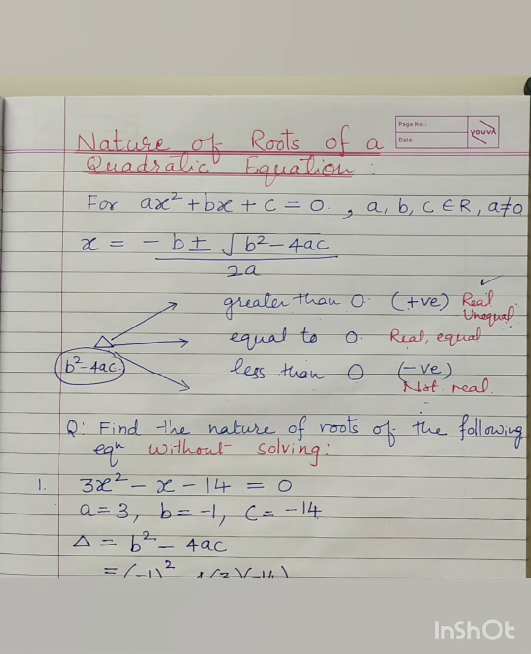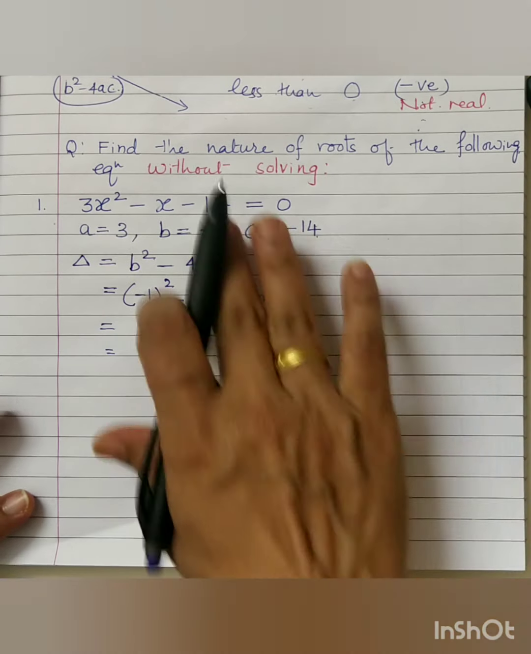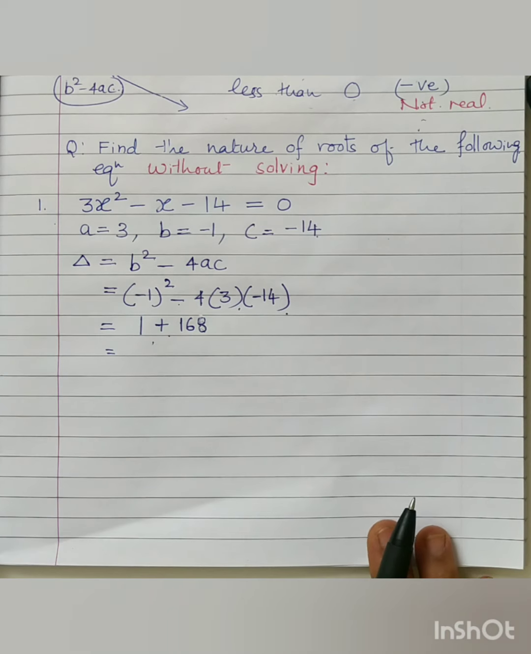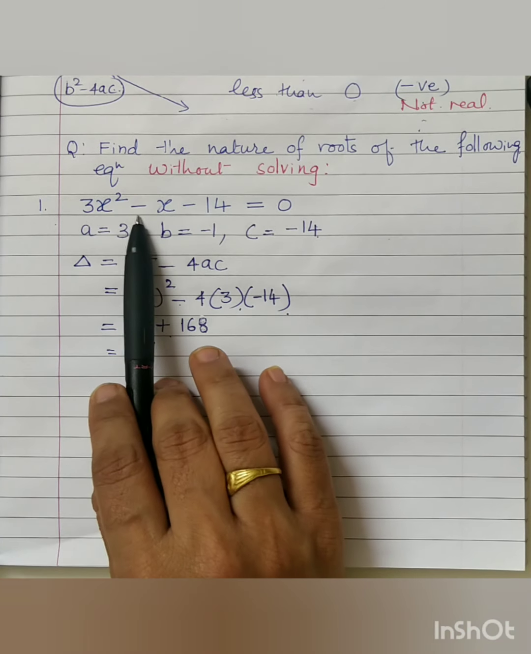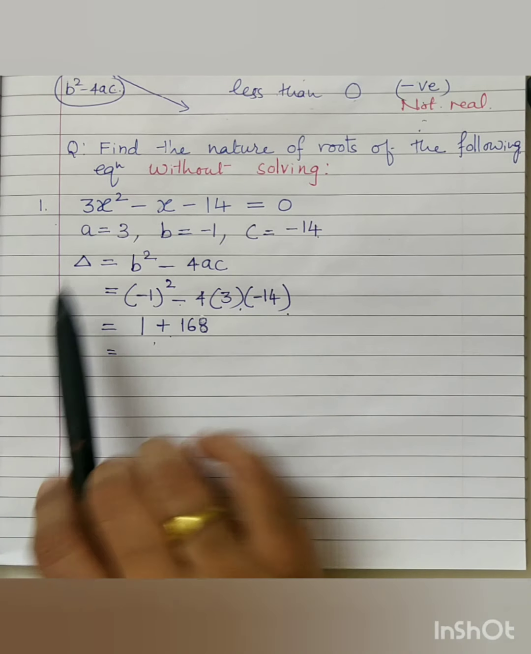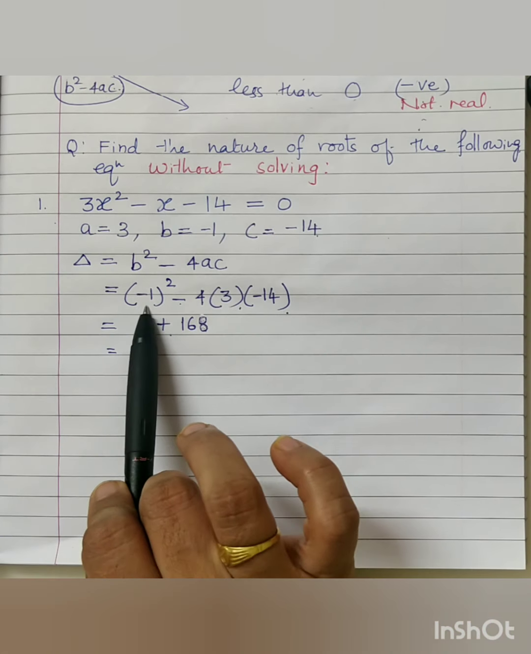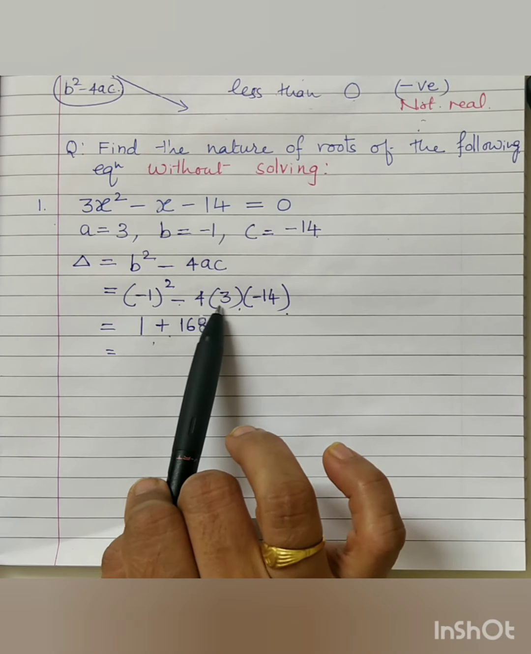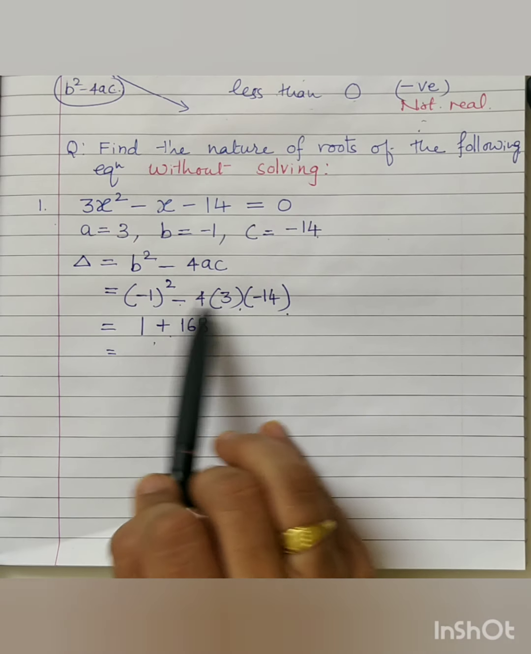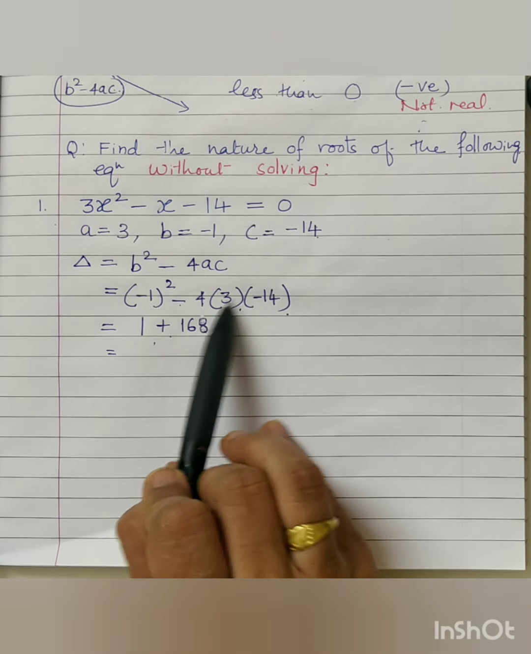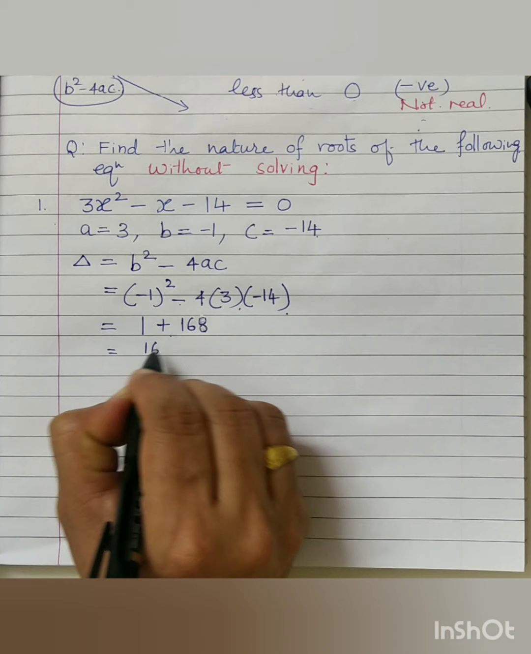Let's solve one question. See the heading of the question. Find the nature of roots of the following equation without solving it. I have done it a little. I have found the value of a is 3, b is minus 1 and c is minus 40. We need to find only the value of delta, which is b square minus 4ac, that is minus 1 square minus 4, a is 3, c is minus 40. So minus 1 square is 1, minus and minus will be plus. 4 3s are 12, 12 into 14 is 168. When you add up, it comes as 169.